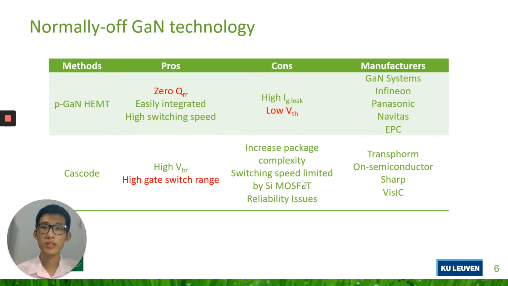The comparisons between two methods are shown in the table. For cascode gallium nitride HEMT, because it inherits silicon MOSFET's properties, the threshold voltage is larger than that of P-GaN HEMT, but also the recovery charge is larger than that of P-GaN HEMT. P-GaN HEMT has no recovery charge. We could predict that the high-frequency performance is better. However, the main drawback is that the threshold voltage of P-GaN HEMT is very low. It's about 1 to 2 volts. This raises more concerns during driving situations.